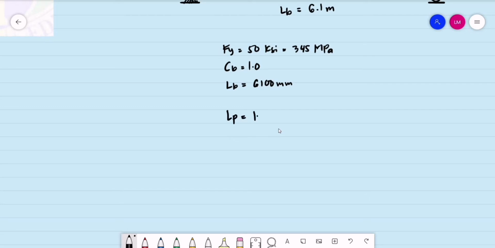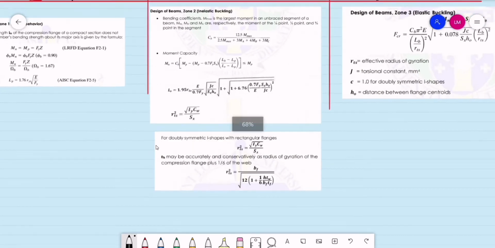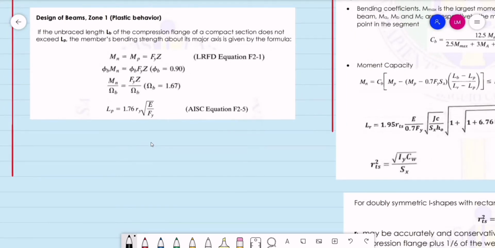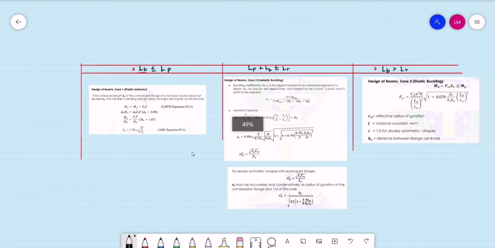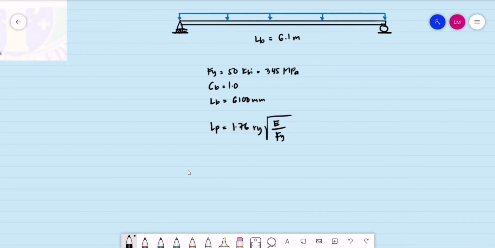L sub P is equal to 1.76 of Ry, then the square root of the modulus of elasticity divided by the value of Fy. So that is from our reference. The L sub P is 1.76 of Ry, multiplied by the square root of the modulus of elasticity divided by F sub Y.